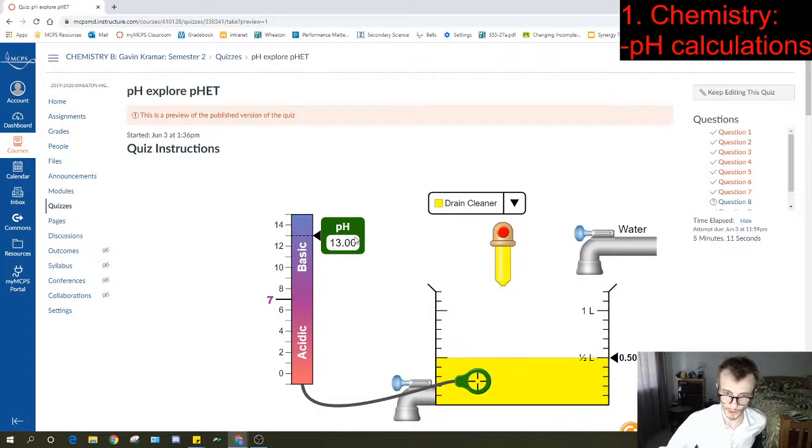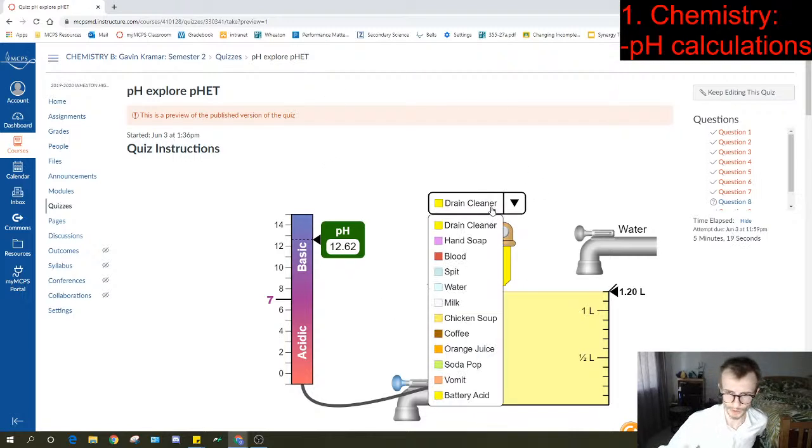Again, watch this pH meter over here. Bam, it's going down. So is there something special about drain cleaner that causes it to go down when you add water versus the other one does go up? Is there a chemical reaction going on? I'm not sure. Let's try hand soap.